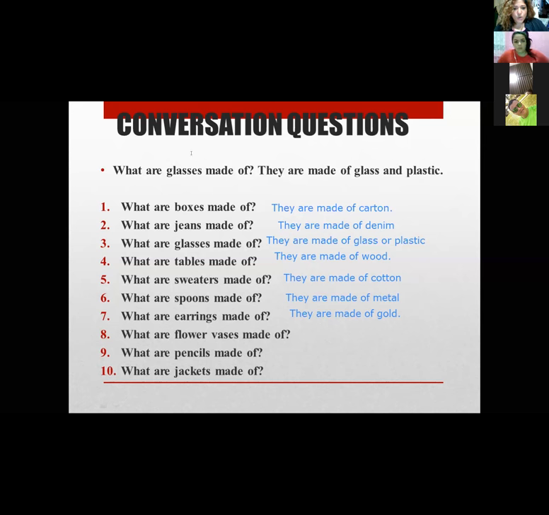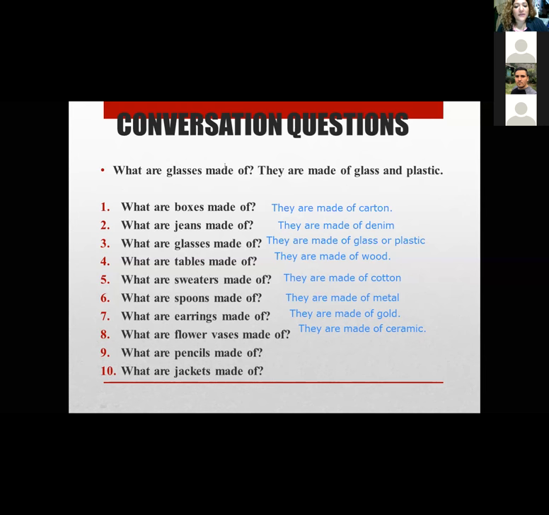Okay. Number eight. What are flower vases made of? They are made of ceramic, plastic. Yeah. Different material, right? Ceramic. Okay, we're gonna write ceramic. Glass. Or I don't remember the other material. What is the name of the material that's very expensive? Hay un material que es bien caro. Porcelana. Porcelain, yes. Porcelain, yeah, porcelain.